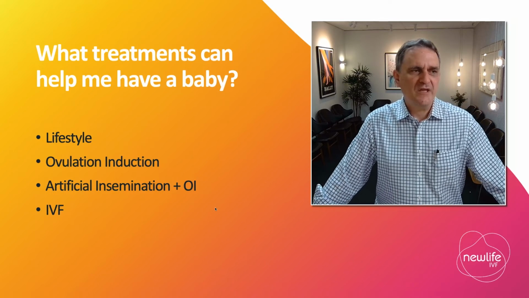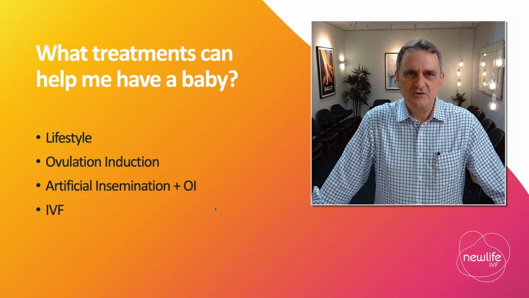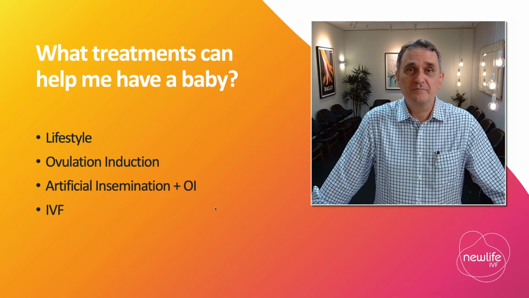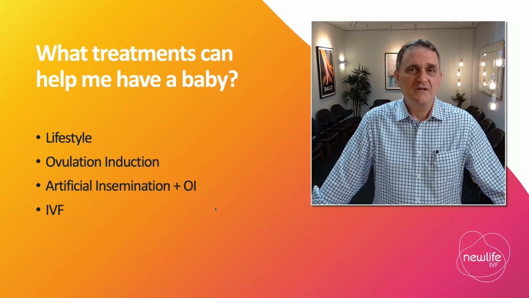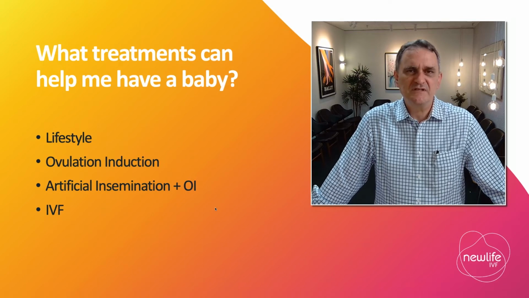If that's not working, the next thing we'll do usually is start doing some extra tests. And here we're starting to look and see, is there something else going on? You know, do you have blocked tubes? Is your partner shooting blanks? Is there something else that's interfering with you getting pregnant? And if all of that's coming back saying, no, everything's looking fine, then we can give you a better chance of getting pregnant by doing a process called artificial insemination.